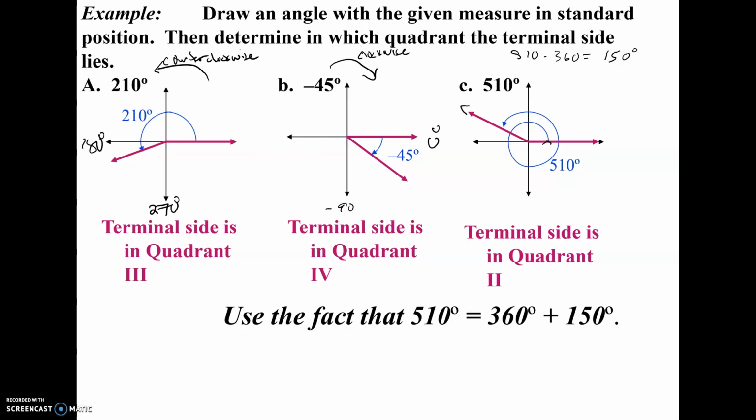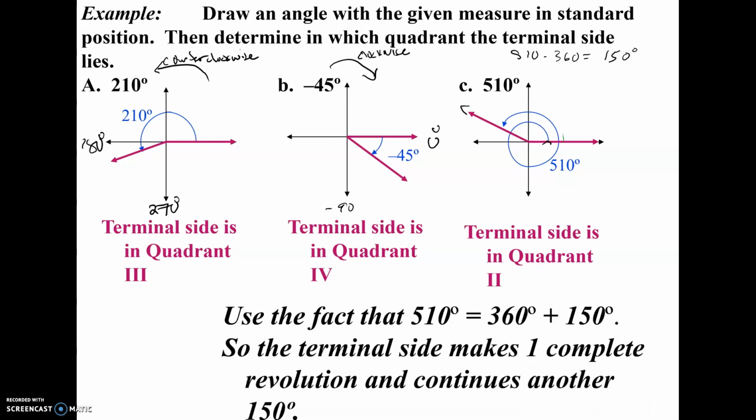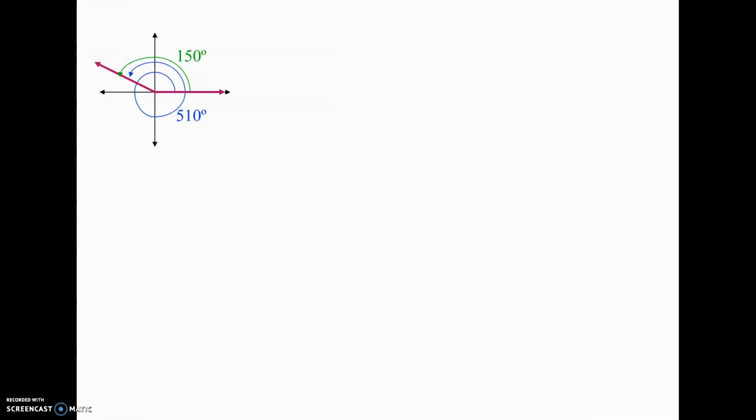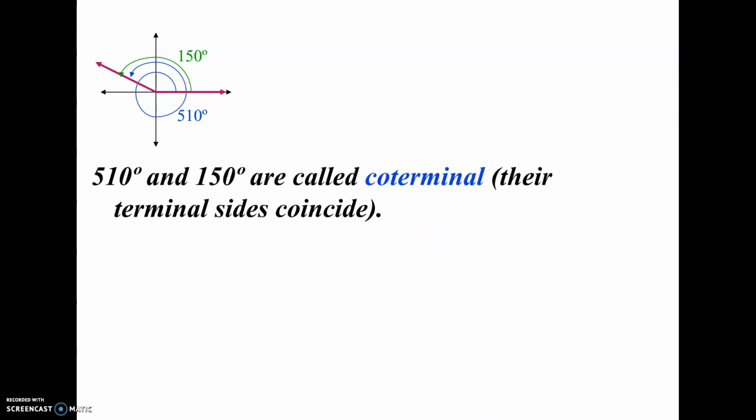Now the last thing we have to talk about is coterminal angles. And this last example led right into that. So taking this example, okay, if you notice 510 degrees and 150 degrees both end in the exact same spot. So they are said to be coterminal because their terminal sides coincide.